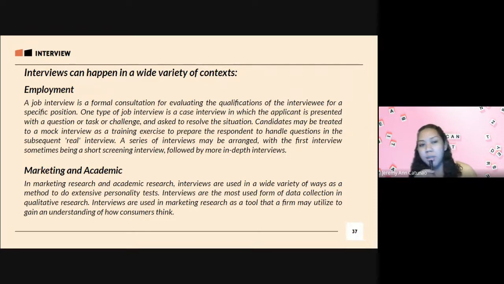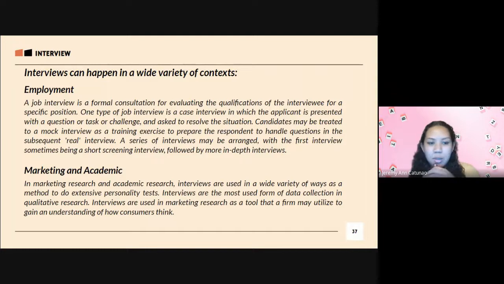Sometimes employers ask questions or impose tasks or challenges and ask you to resolve the situation. Sometimes a series of interviews can be arranged. Sometimes you have first and second interviews. It depends on the screening process of the company. Sometimes they only require one interview, sometimes two or more.